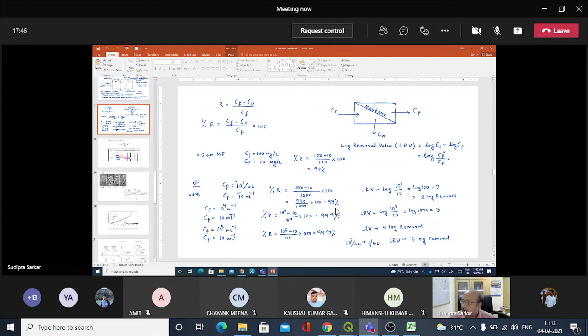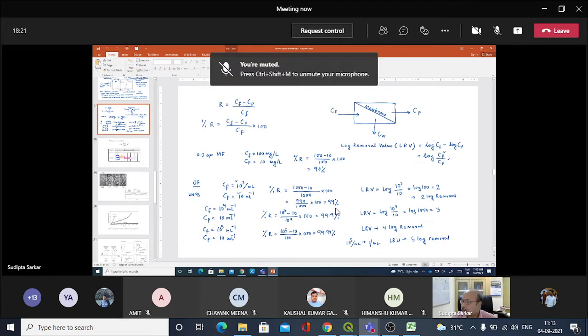So we can calculate the log rate and log values of the membrane. These are the ratings of the membranes in terms of the pore sizes or molecular weight and also the performance. Now, as we have said, membranes are basically the stuff that restricts the flow across the membrane.